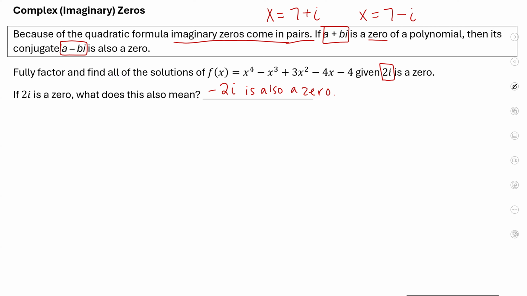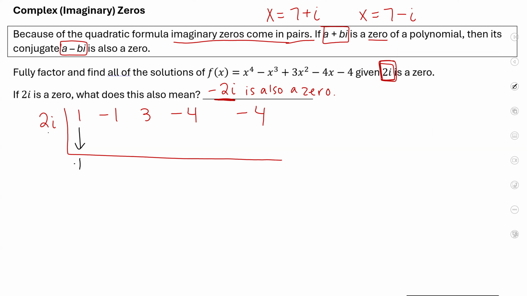Okay, so now that I know that 2i is a solution and negative 2i is a solution, we're going to use synthetic division to figure out the other solutions. So I'm going to put my coefficients in here, and we're going to do synthetic division. First, I'm going to bring down the first coefficient, 1, and then we multiply. 1 times 2i is 2i. Now we're going to add. This will be negative 1 plus 2i.